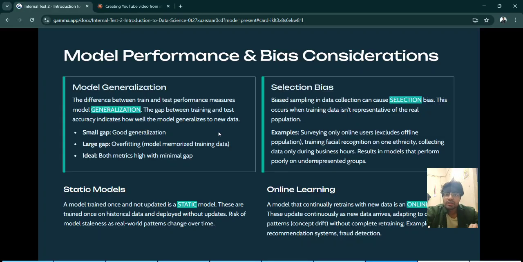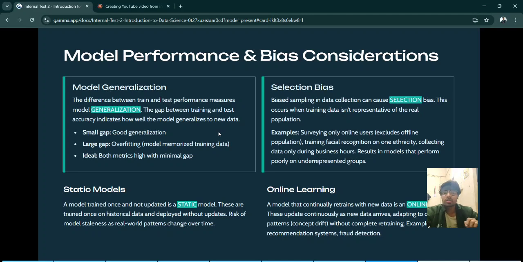So question number 21: the difference between train and test performance measures model blank. So the answer is generalization. Generalization, or the generalization gap, indicates overfitting. The gap between training and test accuracy tells you how well your model generalizes to new data. A small gap means good generalization. A large gap means overfitting: the model memorized training data but can't apply learned patterns to new examples. Ideally, both training and test accuracy should be high with a minimal gap between.